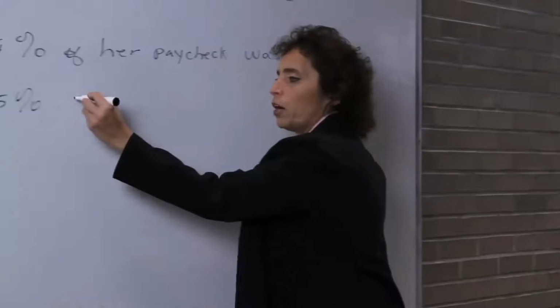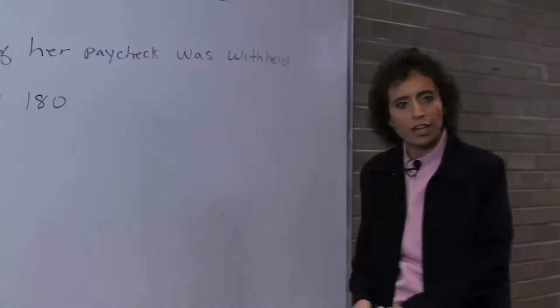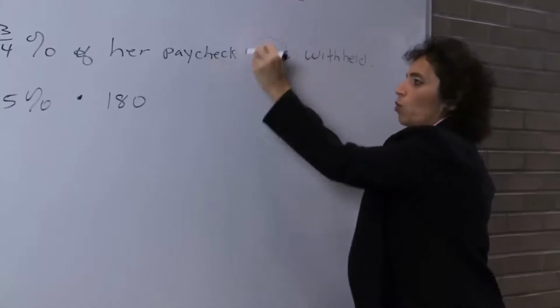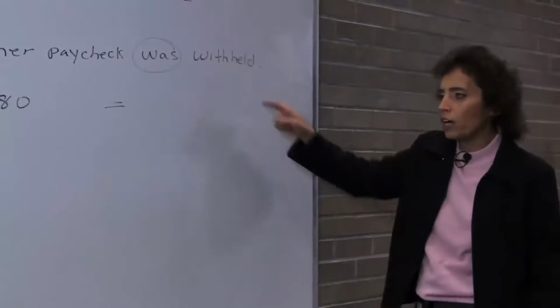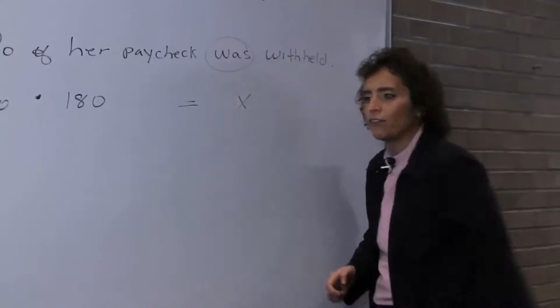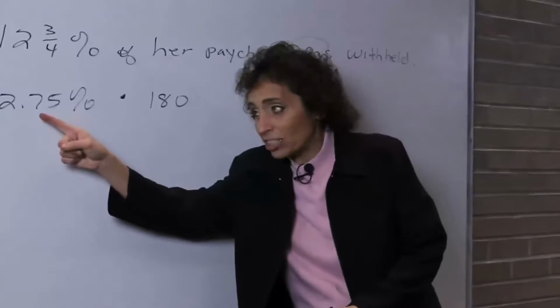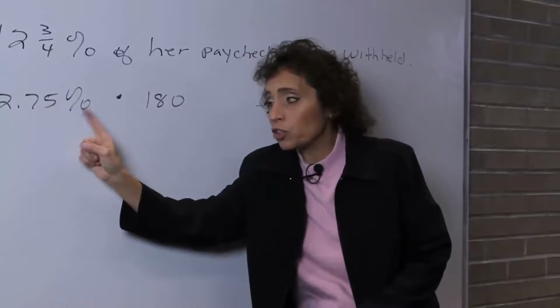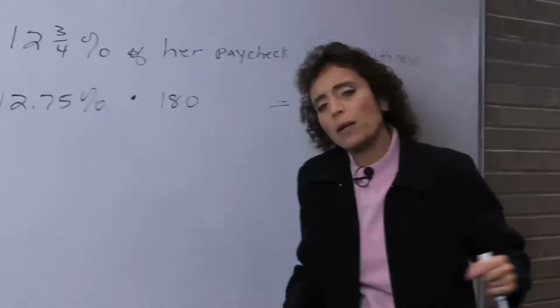Of means to multiply. Her paycheck, I think I have this memorized, that her paycheck was $180. And remember, the key word was. It's a to be verb, which means equals. Withheld. How much was withheld? I have no idea. Okay? So now I'm going to change this percent to a decimal, which means I have to divide by 100.